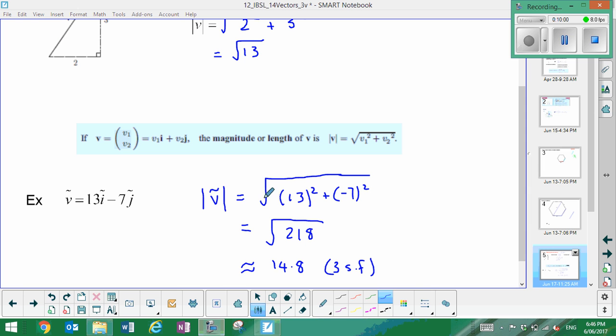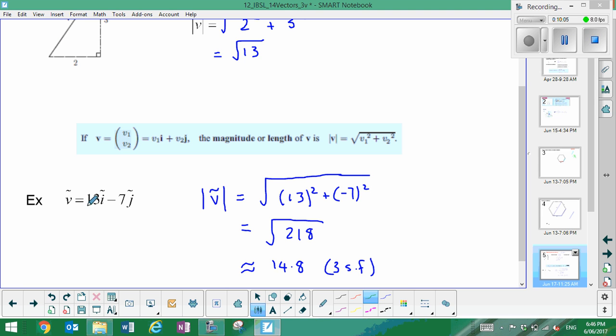We want the square root of, the coefficient here is 13 for our i component, so 13 squared, and then for the j component, the y component, it's minus 7. So you should take the minus with you, even though it's going to get squared out. But remember, the minus is important because it tells us it's going in the negative y direction, which means it's plus 13 to the right and minus 7 downwards. So our vector is looking in that direction.